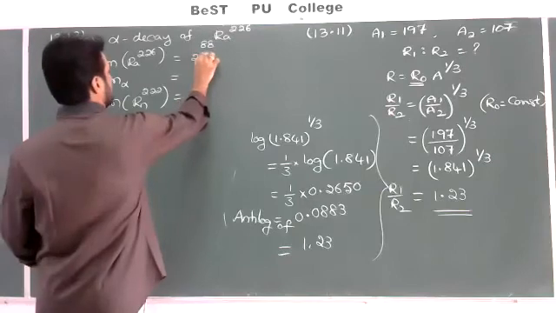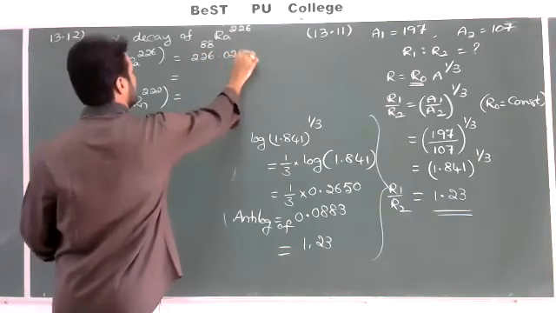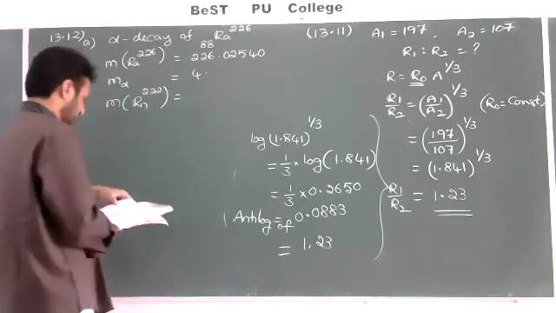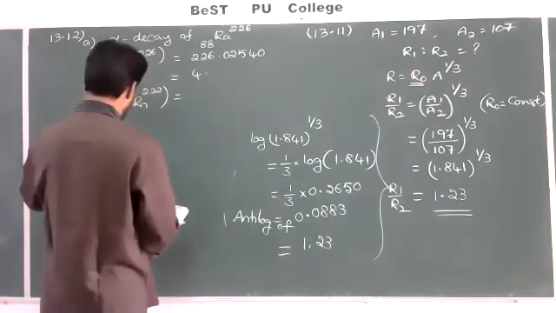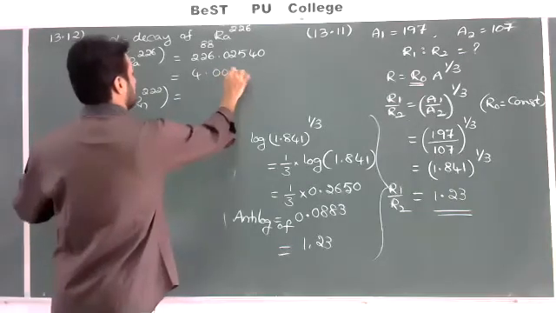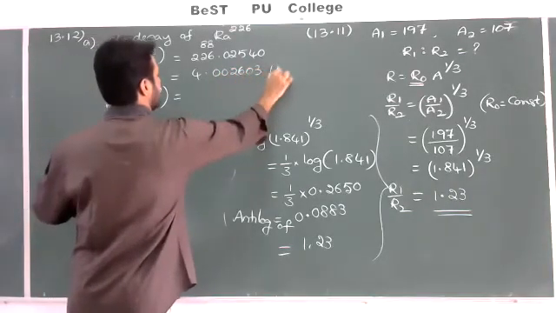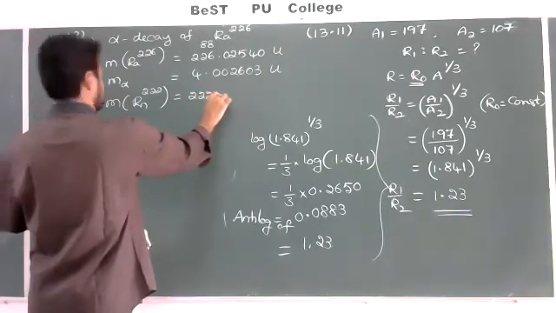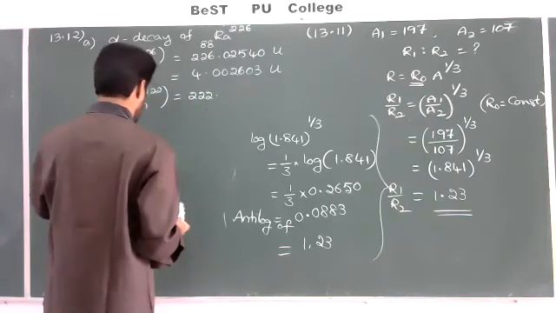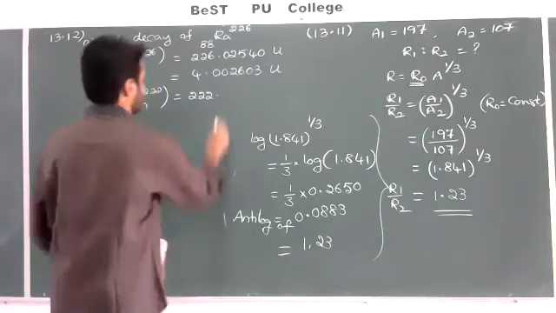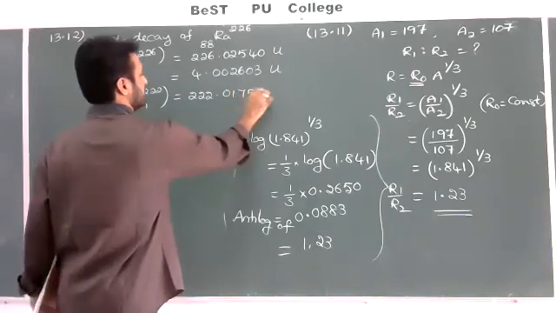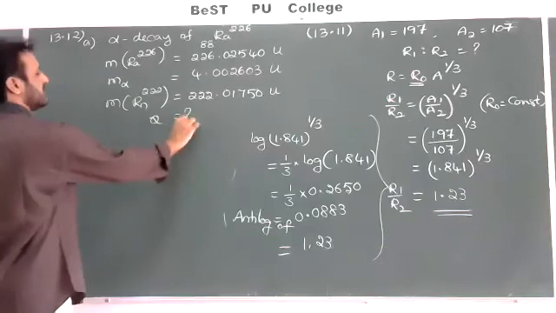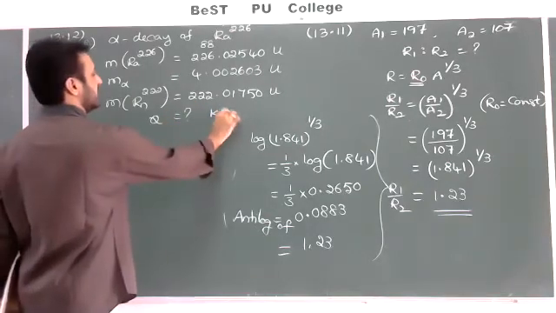The first value is 226.02540. The alpha particle mass, which is given in the textbook, is 4.002603 AMU. And the mass of radon 222 is 222.01750 AMU. Now you should calculate the Q value of the reaction and also the kinetic energy of the alpha particle.